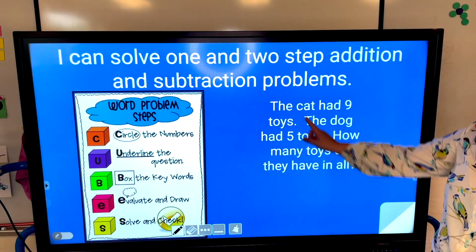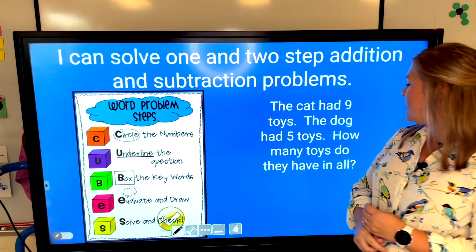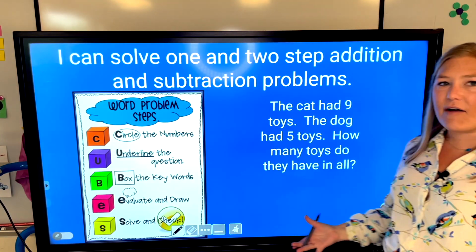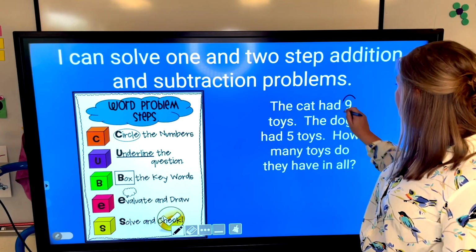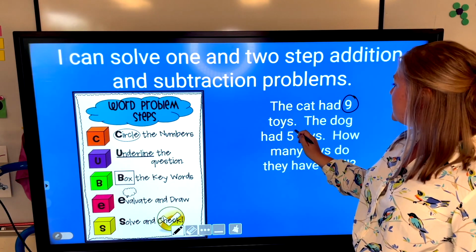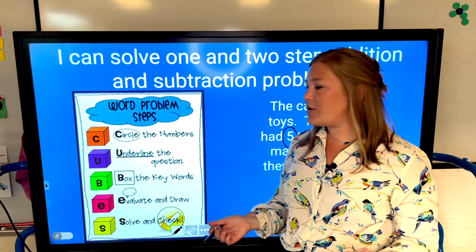So we have the cat had 9 toys. The dog had 5 toys. How many toys do they have in all? So let's first go through and circle those numbers. I see that the cat had 9 and the dog had 5. So we might want to underline our question.